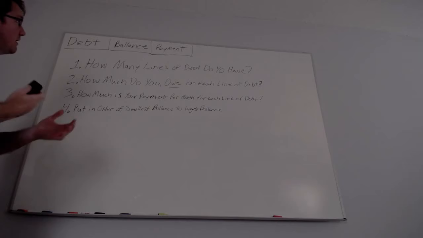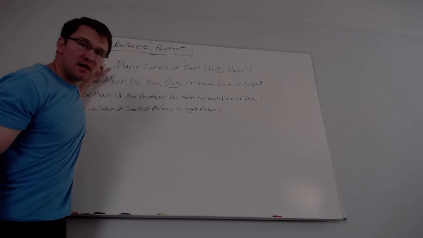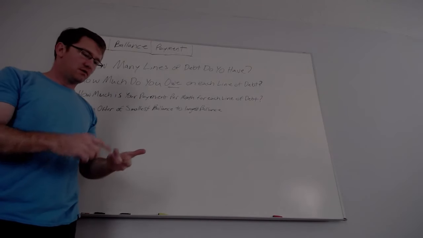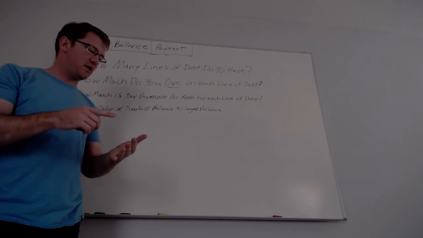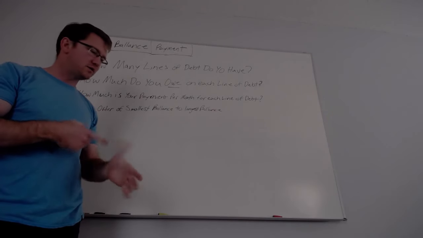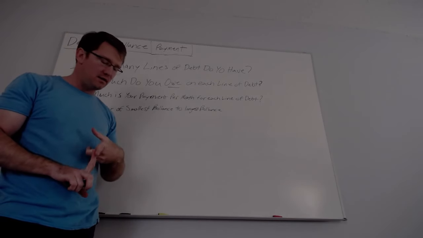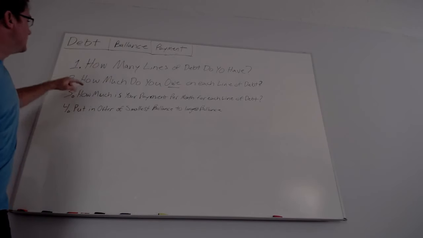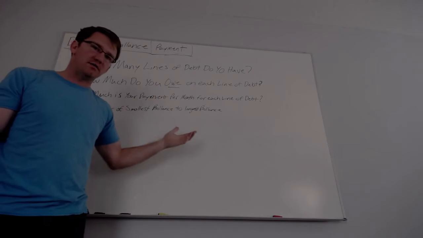All right. Understanding how much debt you have. How many lines of debt do you have? Do you know, a car, a credit card, a personal loan, a medical debt, a home mortgage, home equity line of credit, a HELOC, all kinds of things. How many do you have? Write them out. How much do you owe on each line of debt?